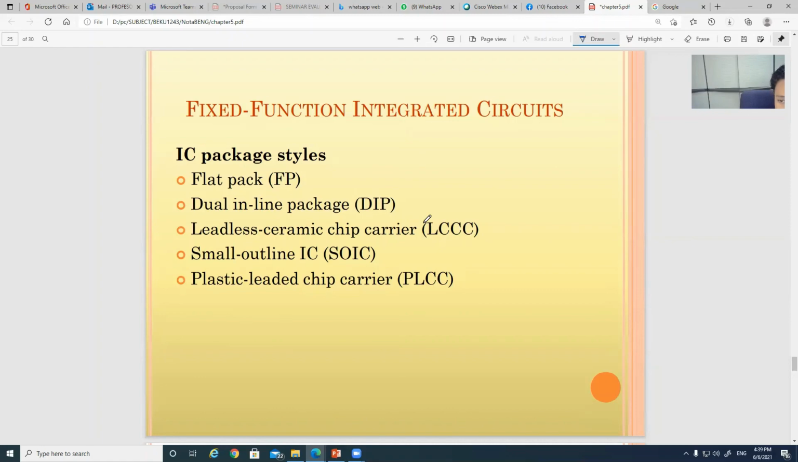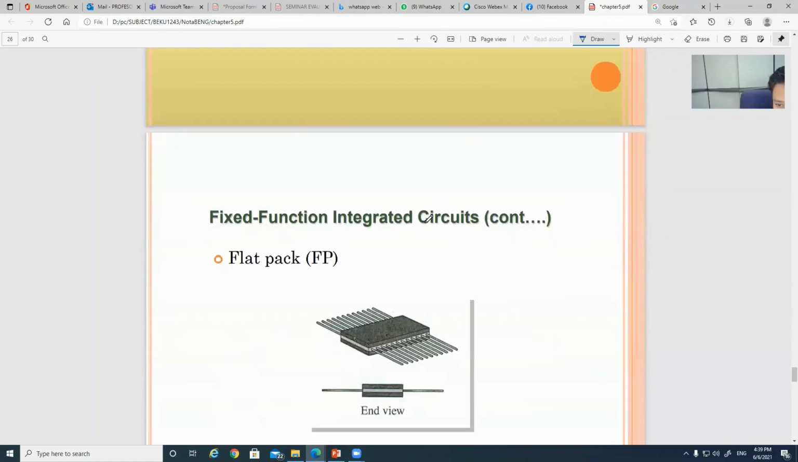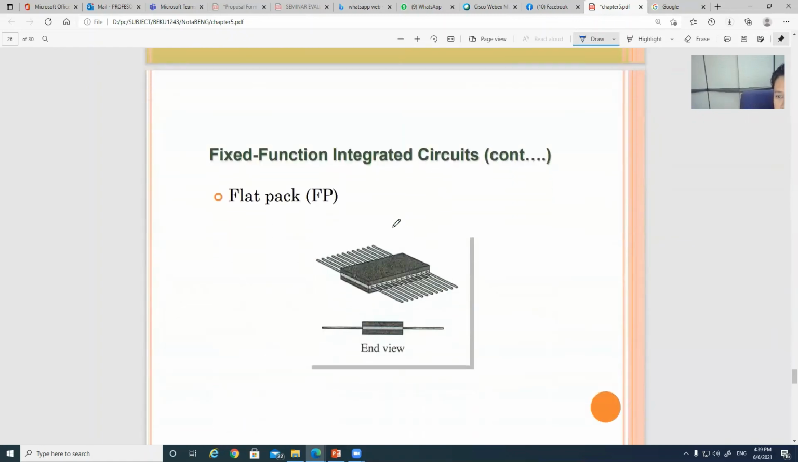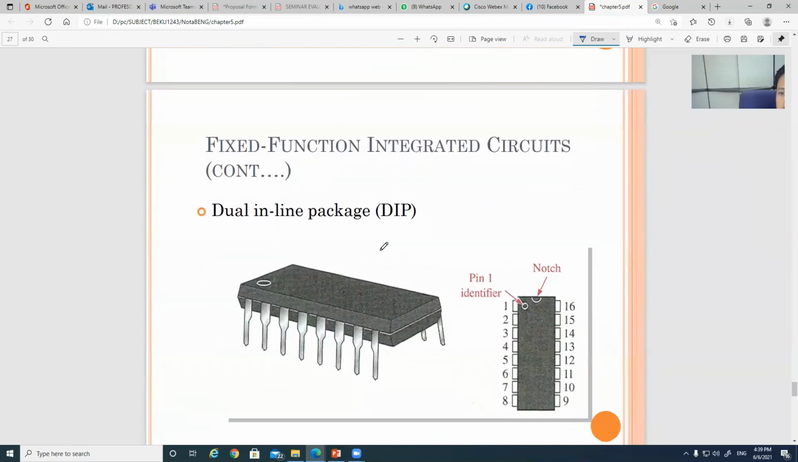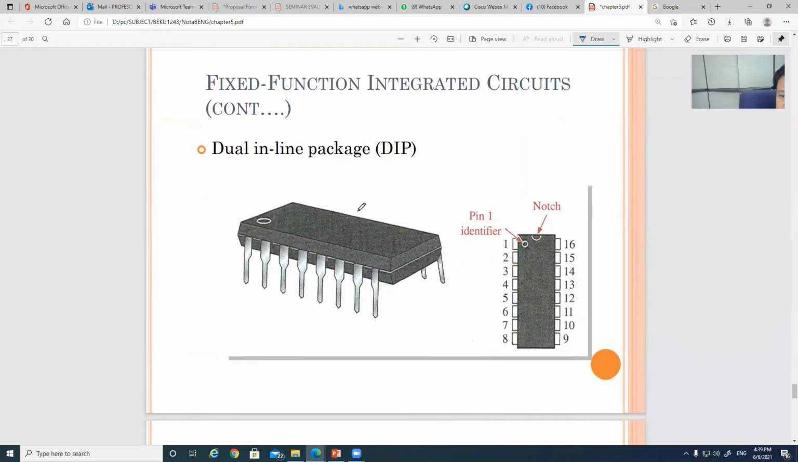For example, maybe you can see this one. This one we can call the flat pack IC, the package of the IC. Another one is the normal one. You can see this one, we call it the dual inline package. Maybe you are familiar with this one, the dual inline package.